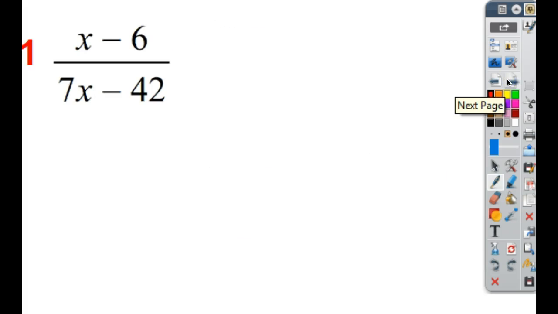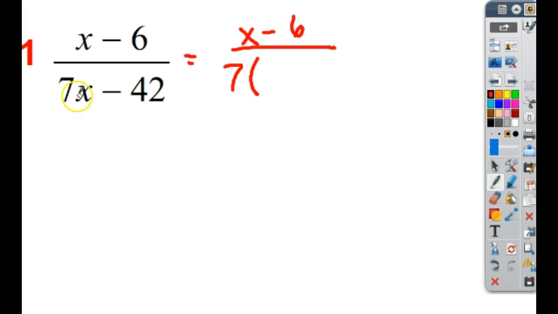This is a problem off of your homework paper. This is off of the worksheet. This is problem number 1 off of worksheet 9-2. And this cannot be factored. I'm going to factor a 7 out of the denominator.